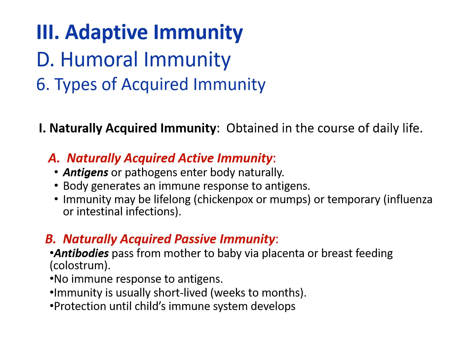And then we have the naturally acquired passive immunity. Here, antibodies pass from mother to baby via the placenta or breastfeeding. There's no immune response to antigens. This type of immunity usually lasts for only around weeks to months, and there is protection until the child's immune system has already developed.